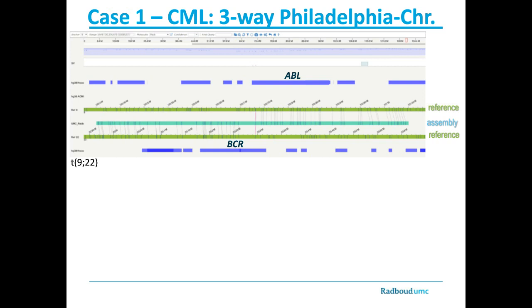And the individual molecules supported this event, and by that we get confidence that this is a real event.